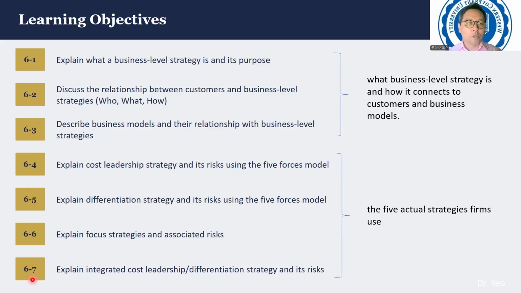And from 6.4 to 6.7, these are the heart of the lecture. The 5 actual strategies firms use. For each one, we'll ask, how does this strategy help a firm compete against rivals, buyers, suppliers, new entrants, and substitutes? And that's the 5 forces framework from our week 2, right? So think of today's lecture as a toolkit. By the end, you'll have 5 strategic tools you can identify and evaluate in the real world.